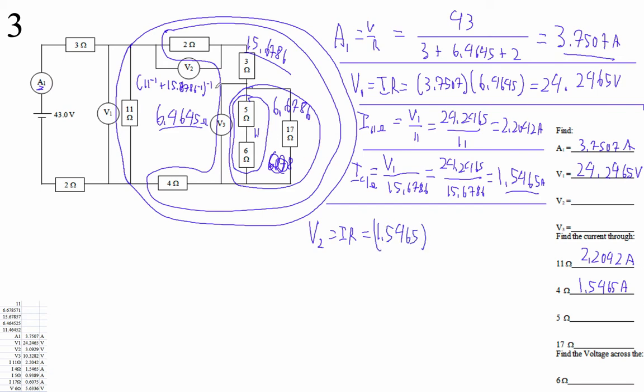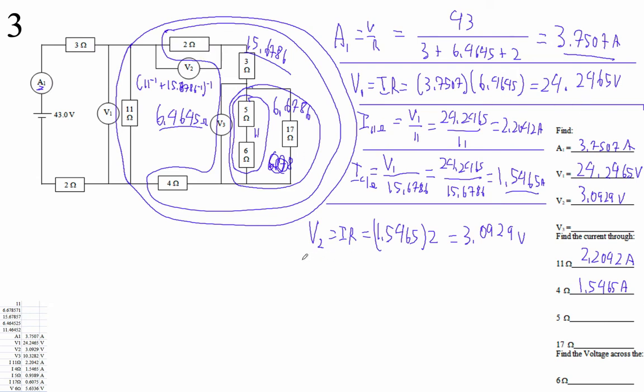And then this resistance for V2 is just 2, right? So that guy times 2. That's 3.0929 volts. That's V2. That's not a helpful voltage, it's just we got one of the answers.